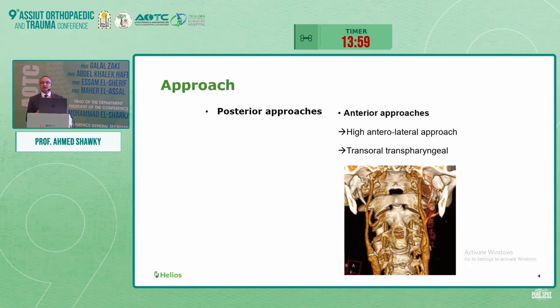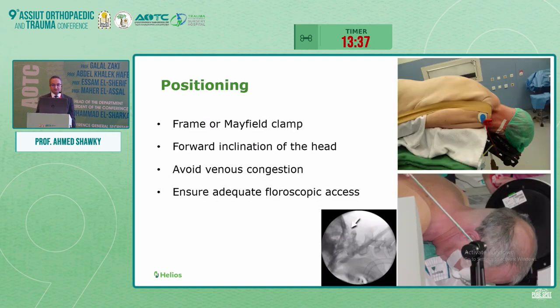The two common approaches are the anterior or posterior approach, and sometimes we use a combined approach, anterior and posterior. The anterior approach may be a high retropharyngeal approach or transoral transpharyngeal. And sometimes also for C2 odontoid screw fixation, we use the traditional anterolateral anterior approach.